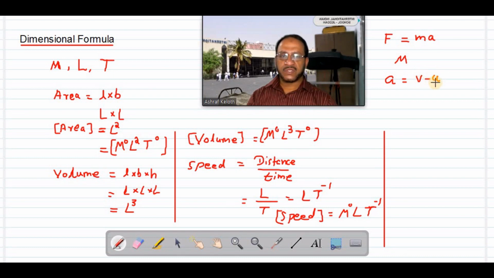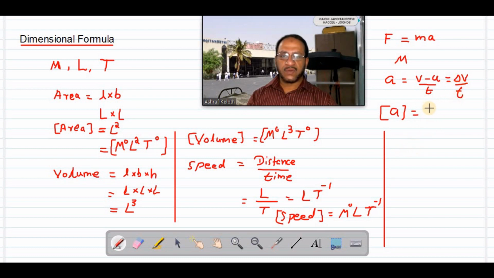Acceleration is final velocity minus initial velocity divided by time. Here we'll write this change in velocity as delta V. Delta always stands for a change, a small change. Change in velocity by time is acceleration. And the dimensional formula of acceleration we can get from the dimension of velocity by the dimension of time.